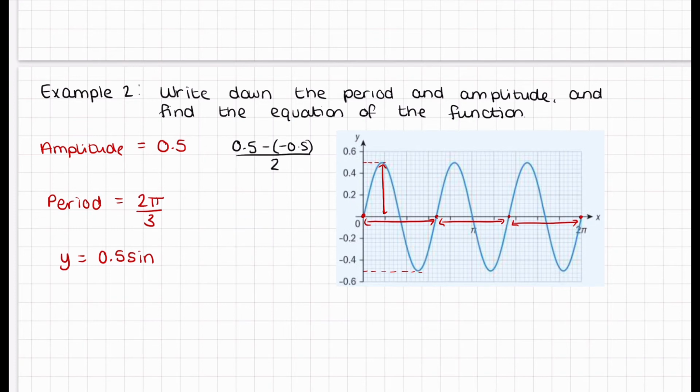Which means we're now looking for what value is going to go in front of our x. Now remember here, this period, 2 pi on 3, is your 2 pi on b. So that means the b is 3, so it'll be 0.5 sine 3x.